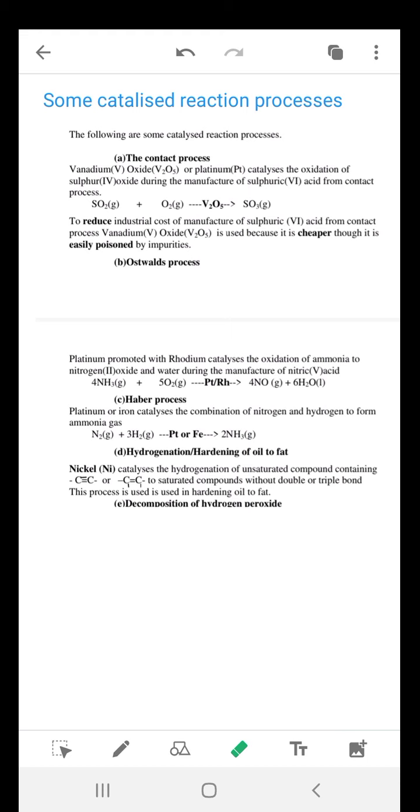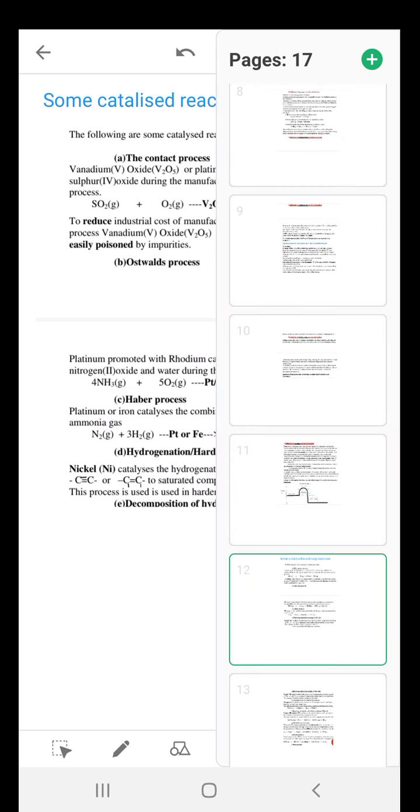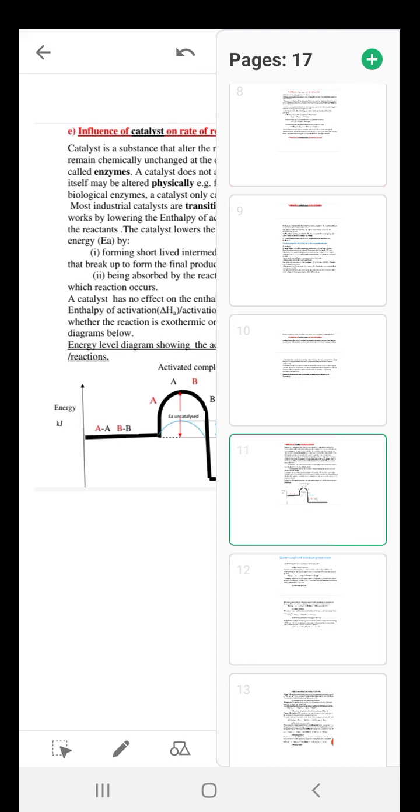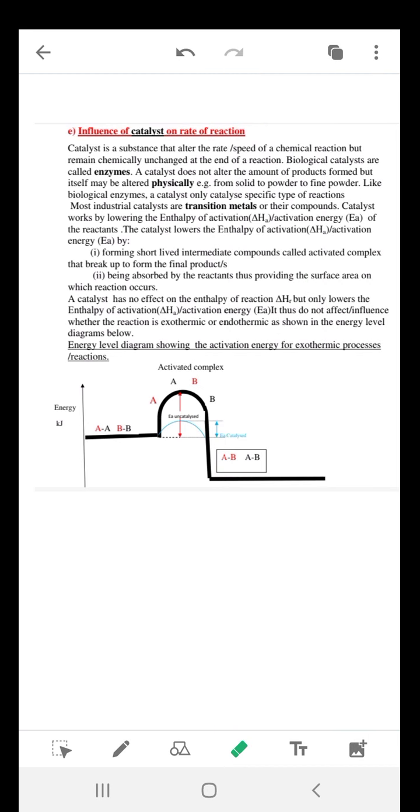So from there, let's look at some catalyzed reaction processes you have learned. From Form 1, Form 2, Form 3, up to Form 4 now, you have learned some processes that require a catalyst. So many of them. So can you remember some of them? Mention a few.